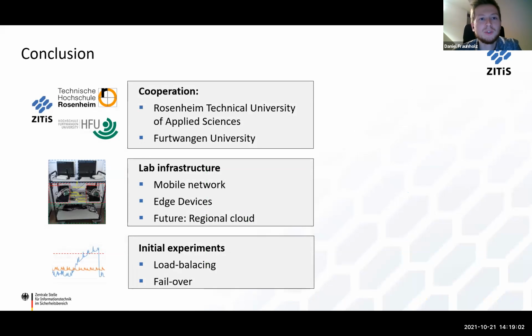Yes, so just to conclude my talk, it was a cooperation between my organization, which is CITES, and also the Rosenheim Technical University of Applied Sciences and Furtwangen University, which are both 2 nice mid-sized German cities worth visiting one time. We developed a lab infrastructure, consisting of a mobile network or 2 mobile networks, 2 edge devices, and we plan to include a regional cloud. And we performed 2 initial experiments. One was the load balancing with the artificial load to trigger the task migration, and another one was the failover, in which one edge device had a network fault, and the migration was triggered from the mobility management.